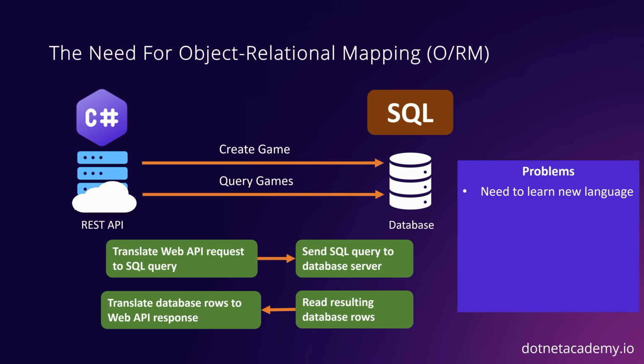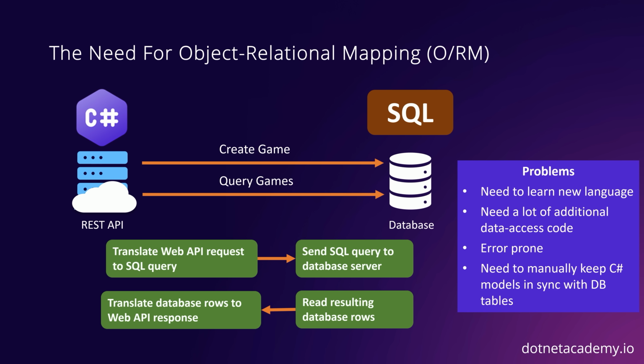You'll need to write a lot of additional data access code whose only purpose is to translate things from C# to SQL and vice versa. And of course, deal with unexpected errors. Talking about errors, this approach is error-prone, since it's very easy to make mistakes when mapping things from one side to the other. And you need to manually keep your C# models in sync with the corresponding database tables, which can be quite challenging. This is where Object Relational Mapping techniques, or ORM, can make a big difference.